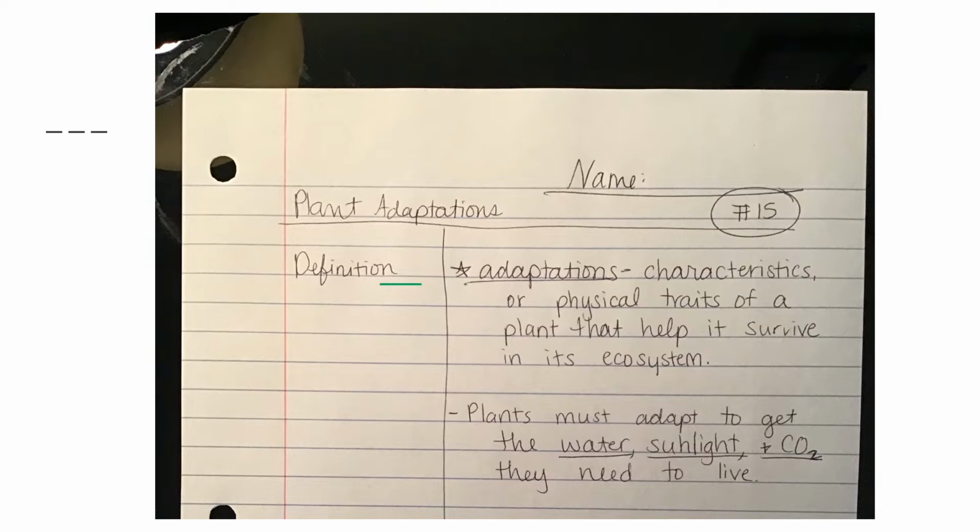So at the top, first thing we're talking about is the definition. Again, if you've printed off the notes, just fill in the blanks from the information on the slides. But if you're doing the handwritten version, the first thing that we're reviewing is the definition of adaptations. They are characteristics or physical traits of a plant that help it survive in its ecosystem. And then plants must adapt to get three things: the water, sunlight, and CO2 that they need to live.